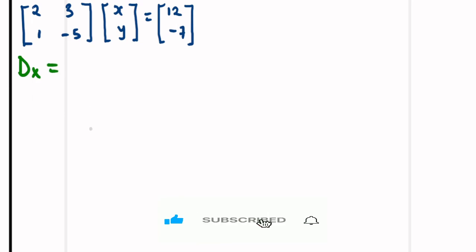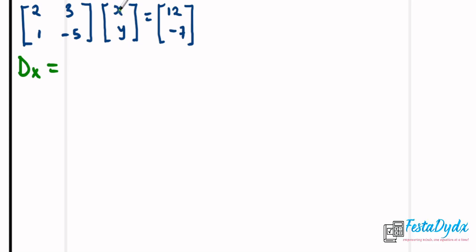From what we did earlier in the illustration, we observed that if we are looking for the determinant of the coefficient of x, the column of x has to be replaced with the values of c. So we have to replace the coefficient of x, which is 2 and 1, with the values of c, which are 12 and minus 7. So now let's have it: 12, minus 7. Then the coefficient of y remains the same, which is 3 and minus 5. Now let's find the determinant.